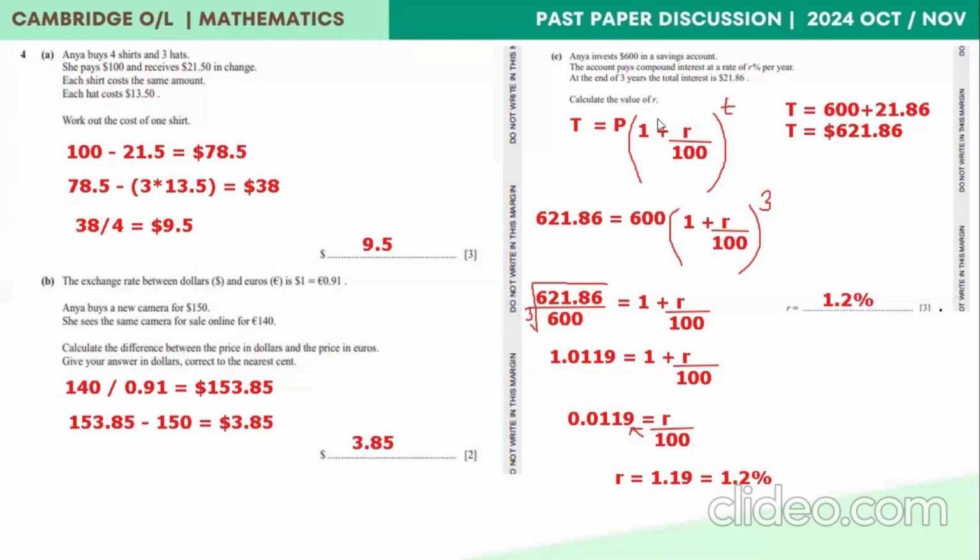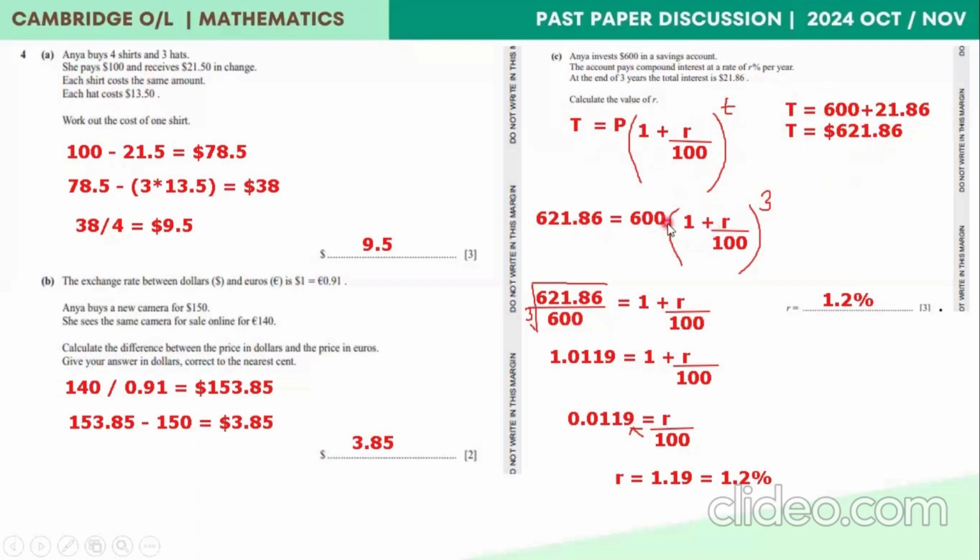So if I do a recap, they told us that Anya invests $600 in a savings account. The account pays compound interest at a rate of R% per year. At the end of 3 years, the total interest is $21.86. So first, we should find the value of R. So first, we should write the formula. In the formula of compound interest, remember, the total will be equal to the value with the interest. That means the sum of the initial amount plus the interest. So we have to find that value initially. So we found it by 600 plus 21.86. So that gave us this.